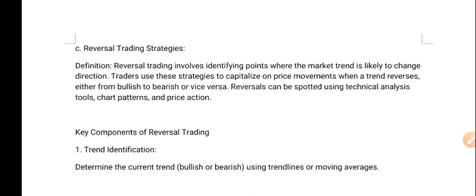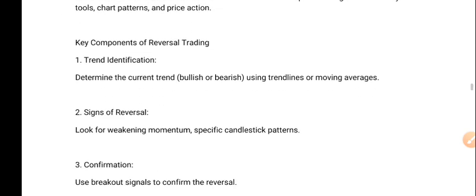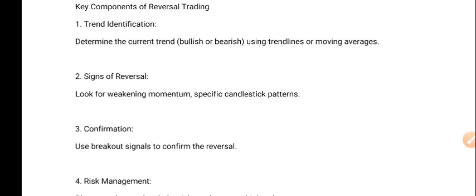Reversal trading strategies in trading involve identifying points where the market trend is likely to change direction, because you will see this many times where the market is going bullish before and then starts going bearish. So you need to know how it works. The key components of this are trend identification. Know where the market is going. You can use trend lines, you can use moving averages, but normally you know how to check it.